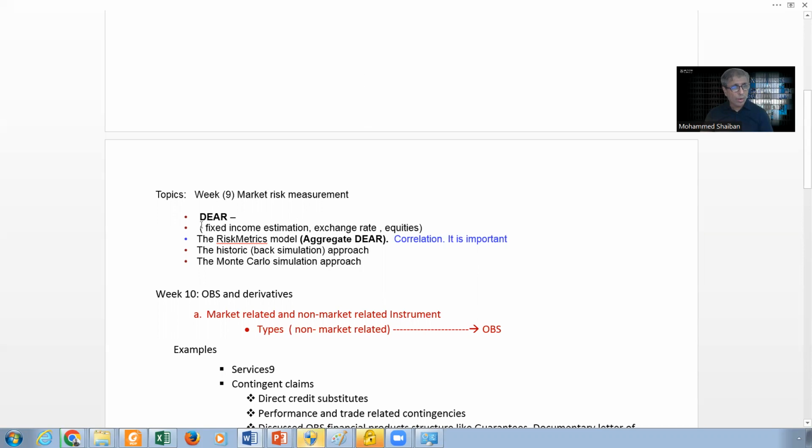Now, all of this, we come to something called the risk matrix. And the risk matrix is that matrix which we had, I think, in tutorial number 9, where we can calculate the correlation, and also we have to have a matrix. And then in the matrix, we calculate the DEAR for all the items, and we have to include the correlations.